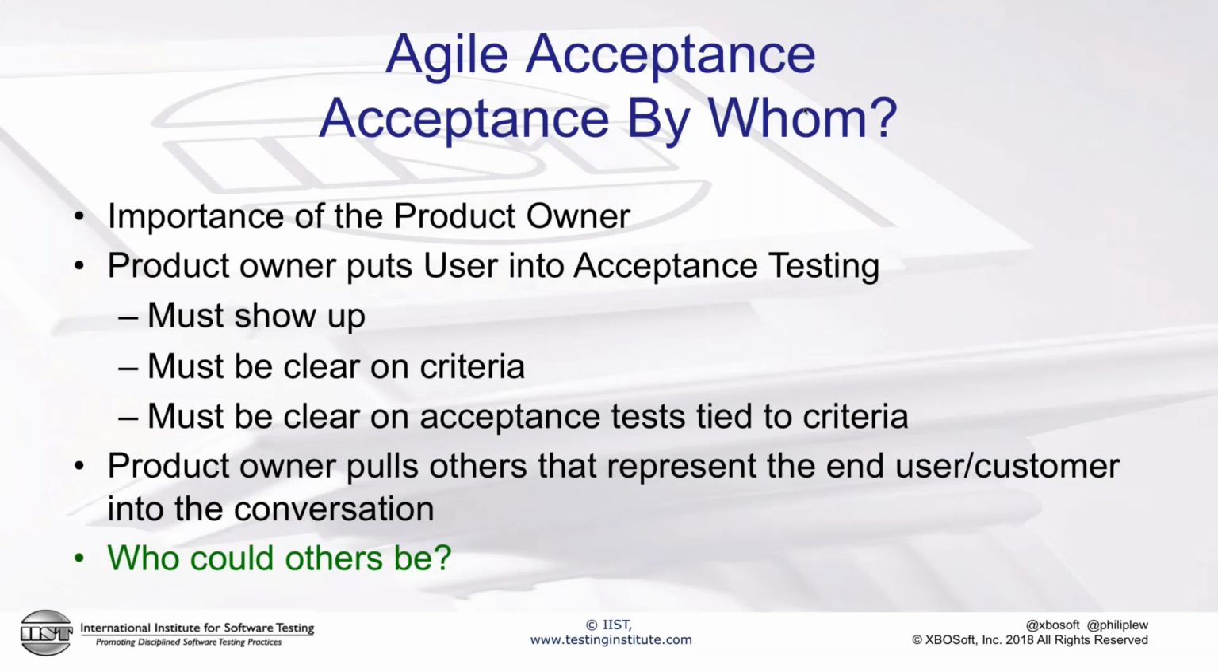But I think it's their job to really put the user back into user acceptance testing. So one thing is they must show up, right? They should be in all the meetings. They must be clear on the criteria, and they must be clear on acceptance tests tied to the criteria. But the important thing here is that they need to pull others in. It's their job to enroll others in looking at the user stories and the criteria that represent the end user and customer in the conversation. And so you notice there in green here, who could the product owner pull into the conversation?